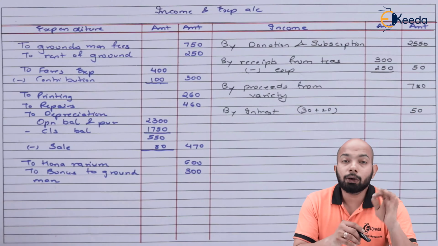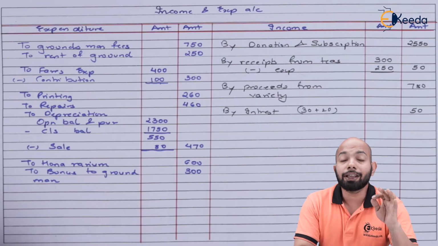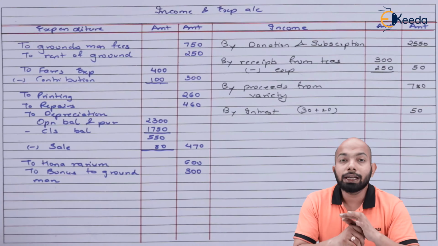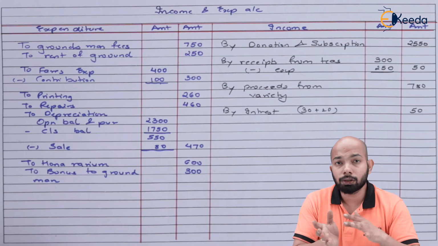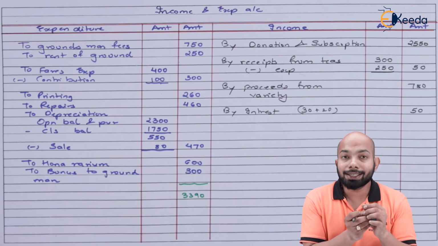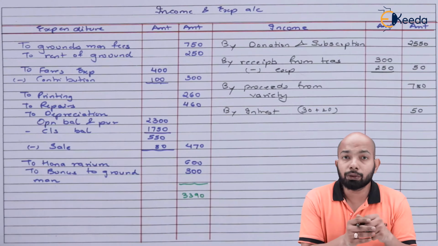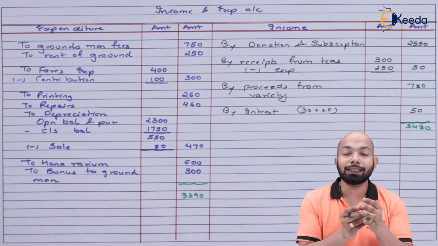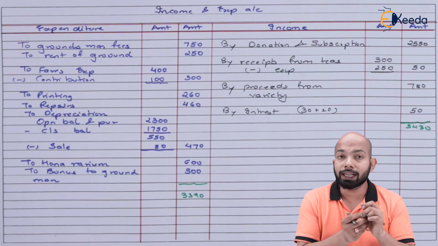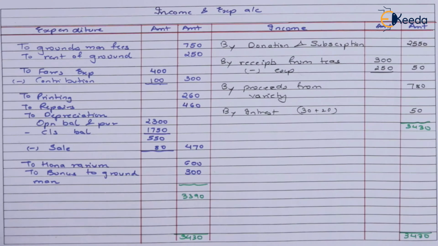Now we're going to figure out the interim balance and see whether we have excess of income over expenditure or excess of expenditure over income. That means deficit or surplus, basically. So the debit side interim balance is 3390. Let's figure out what we have on the credit side. The credit side balance is 3430. That means it is clear that there is excess of income over expenditure. That comes to 40 rupees of surplus. So the total of income and expenditure comes to 3430.